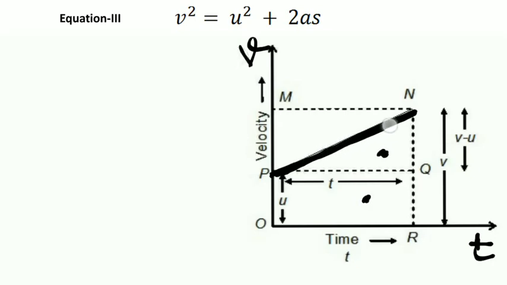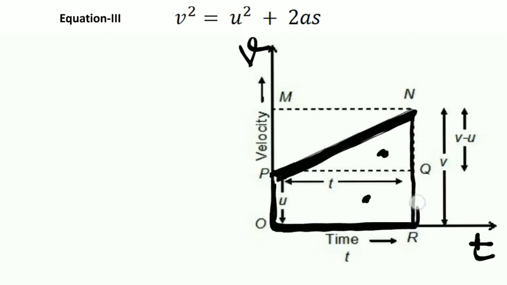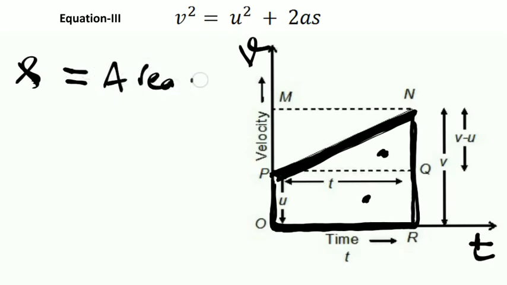Under this graph there is a trapezium. This is a trapezium, you can see here. So the displacement will be the area under this graph, and under this graph the area is a trapezium. So we will take the displacement is equal to the area of trapezium.